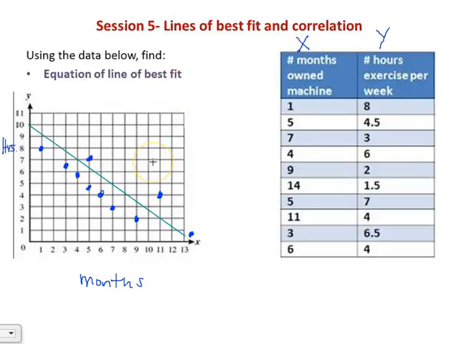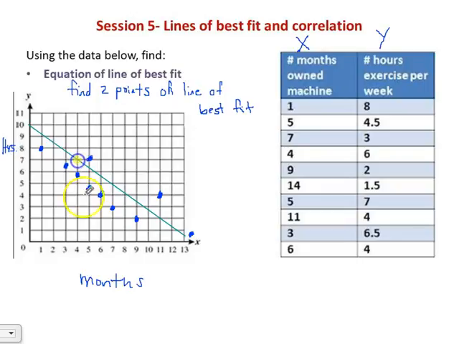So in order to find the equation of my line of best fit, the first thing we want to do is plot our points. We've already done that. Then we want to draw in our line of best fit, and now we need to find 2 points on our line of best fit so that we can find the equation of the line of best fit.